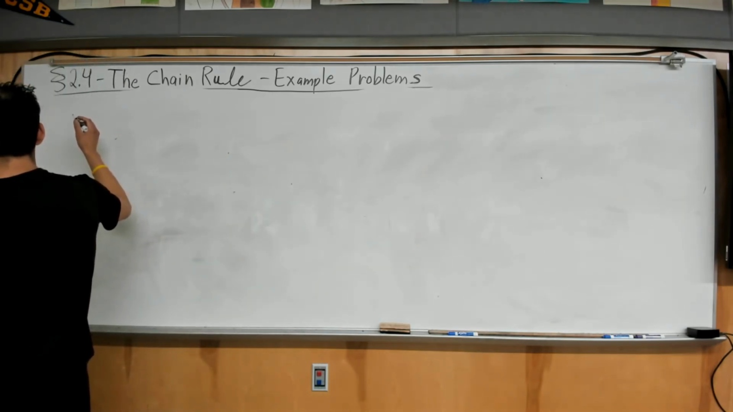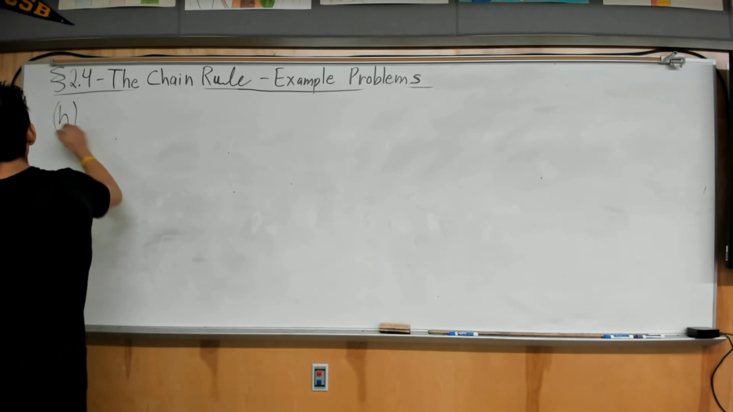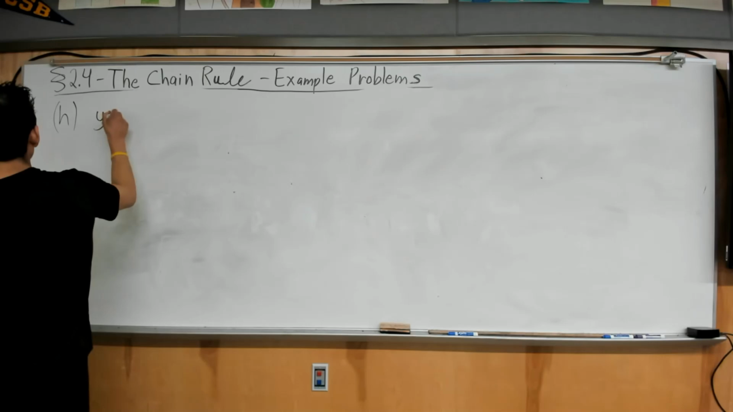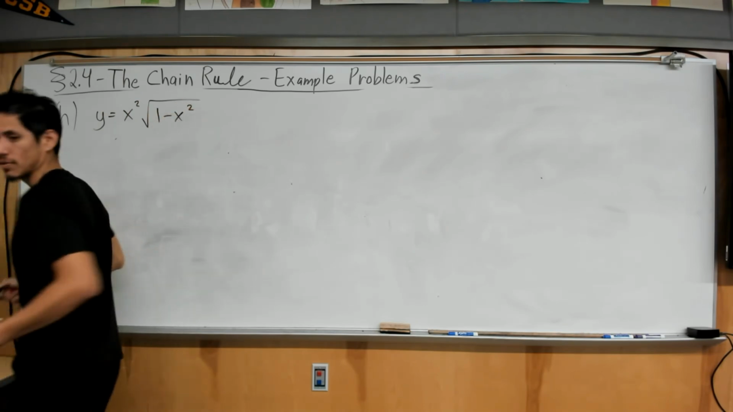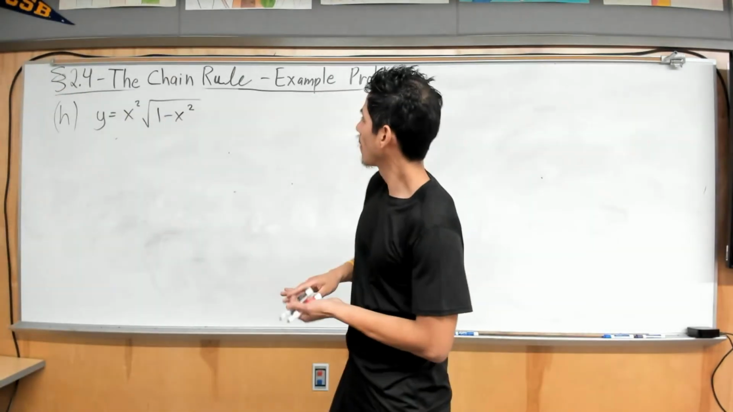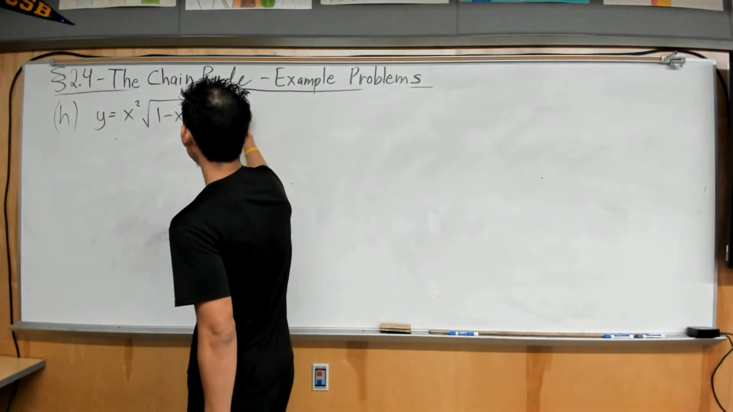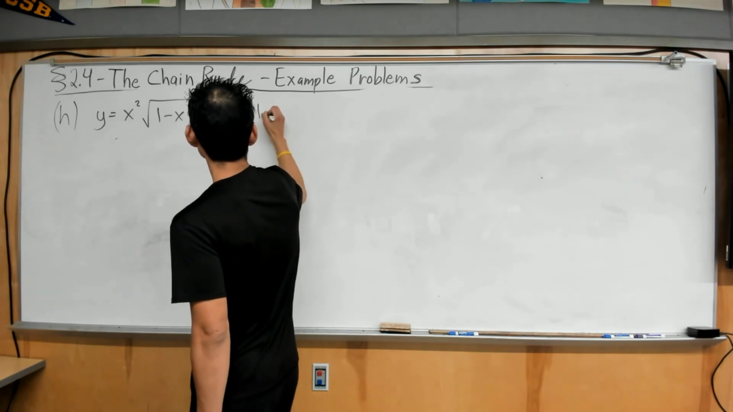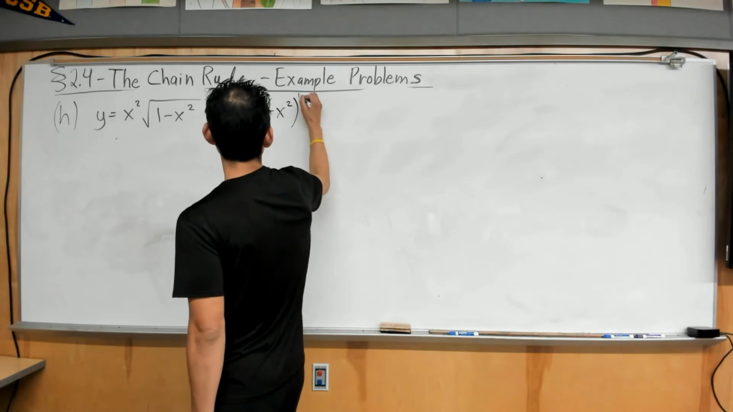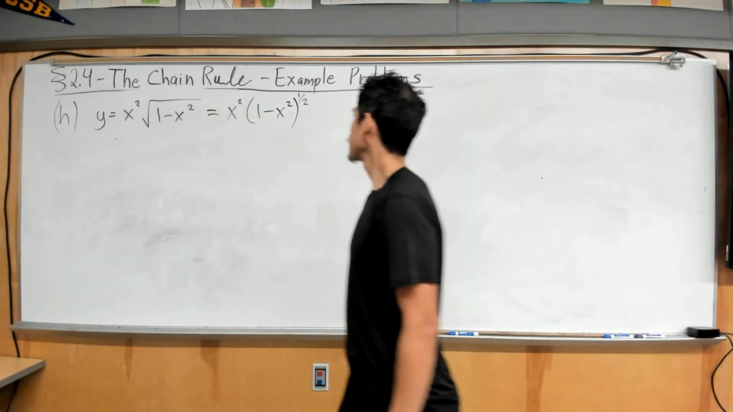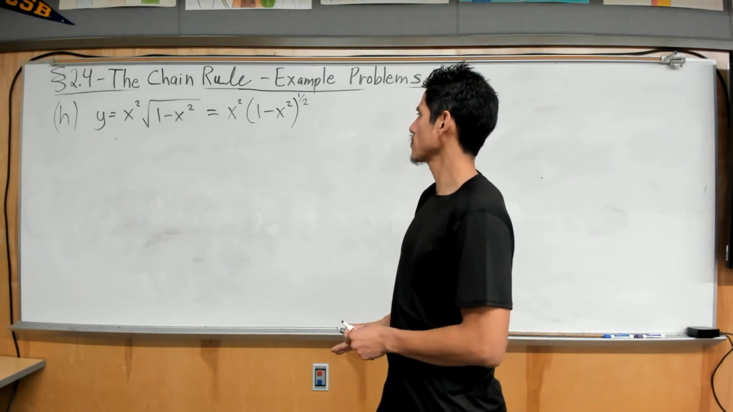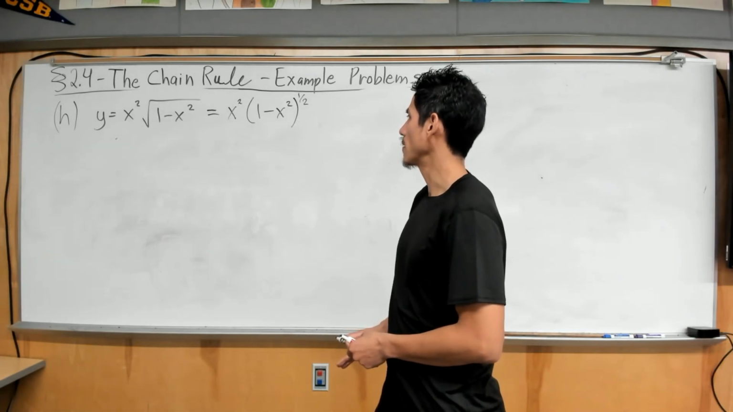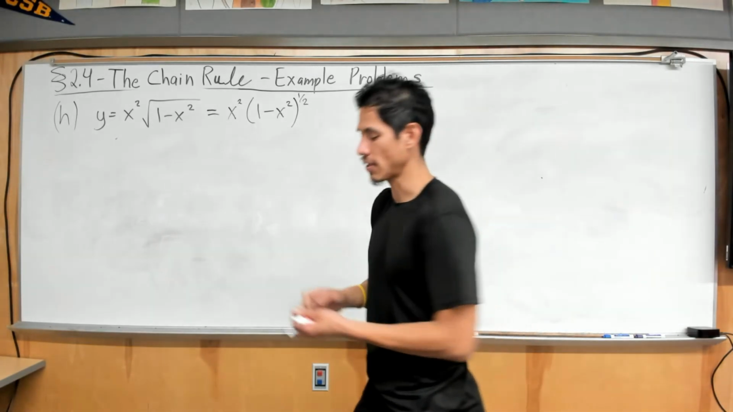Where am I? Okay, so we're at H. y equals x squared times the square root of 1 minus x squared. So again, use the power rule, or you rewrite this. I would rewrite this as x squared times 1 minus x squared all to the 1/2 power. Now this is like a combination of product rule and chain rule together.